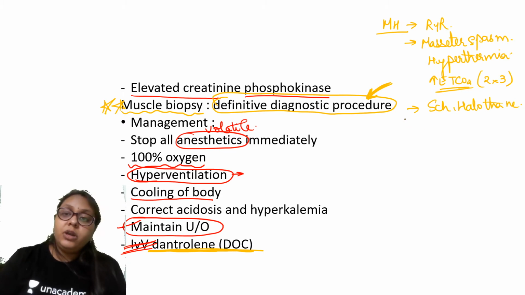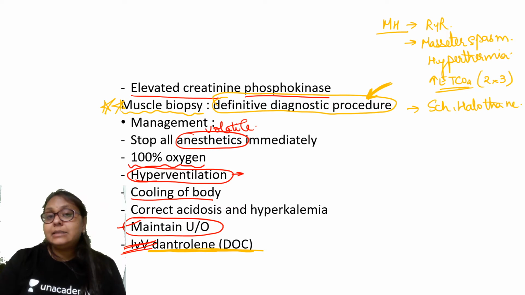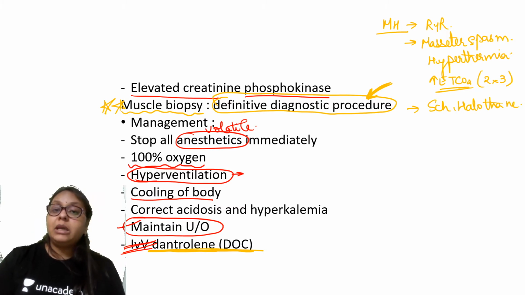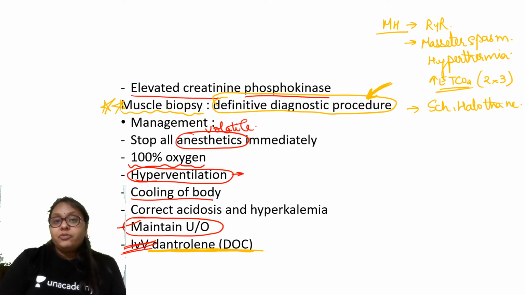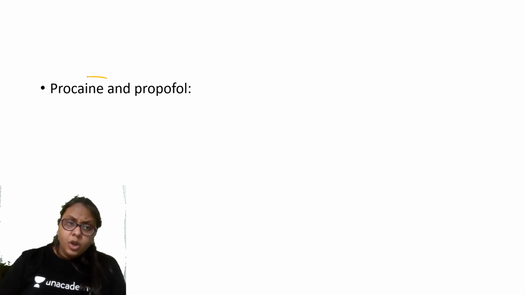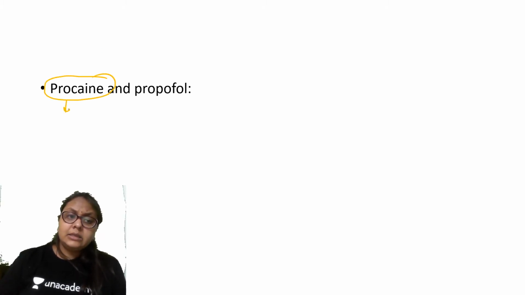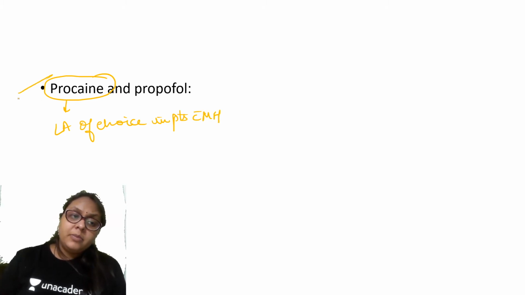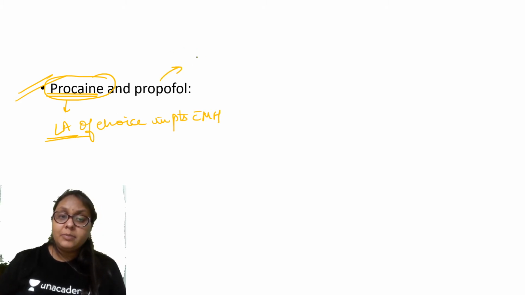What should be the treatment? Stop the volatile anesthetics, just give 100% oxygen, and give symptomatic treatment. If it is asked what is the drug of choice, then that is dantrolene sodium. Also remember procaine, it is the local anesthetic of choice in patients with malignant hyperthermia. So remember this also.